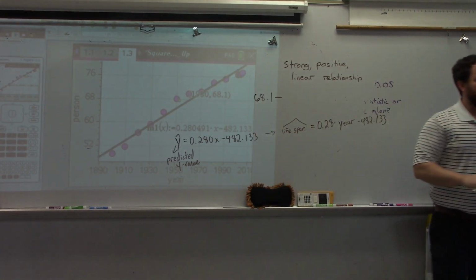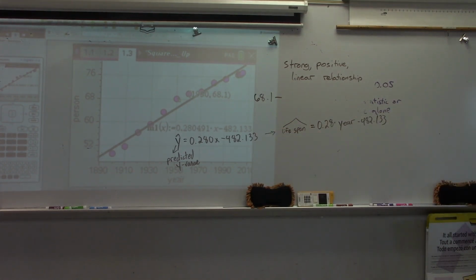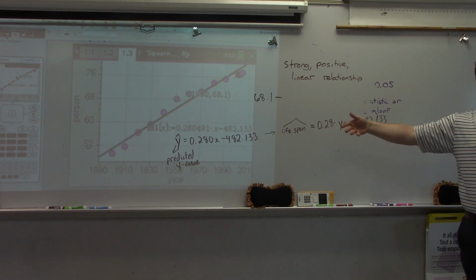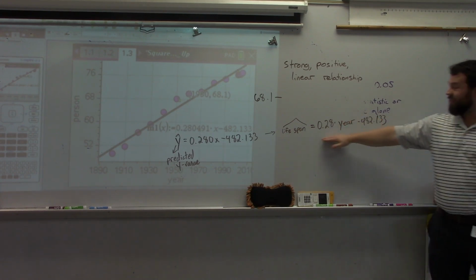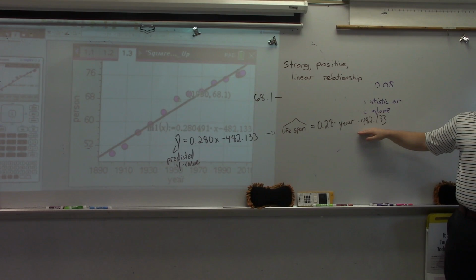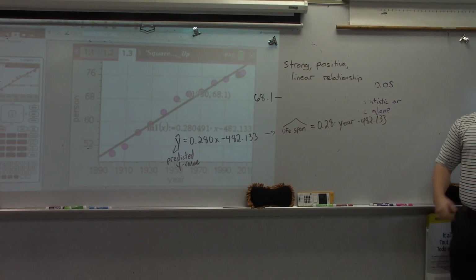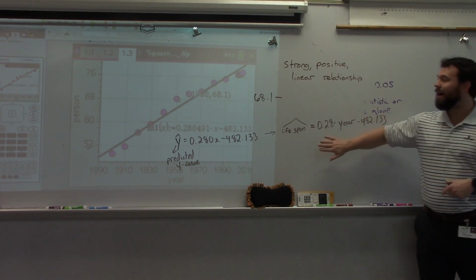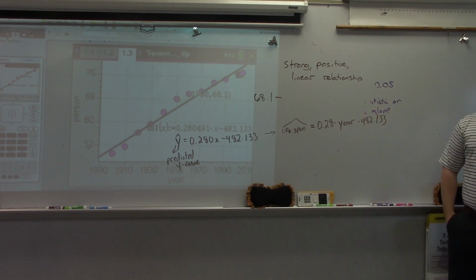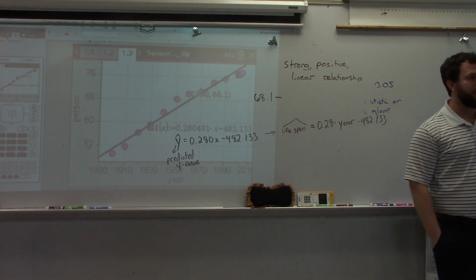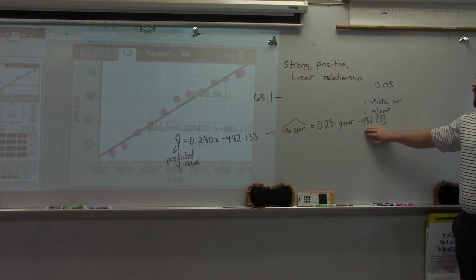So, can you just do y hat and x? You can, but does this tell you a little bit more clearly what's happening here? What am I predicting? The lifespan based on the year. This is something where you can use either one. I love to use this form. There will be times on the AP exam where this form is actually more helpful.